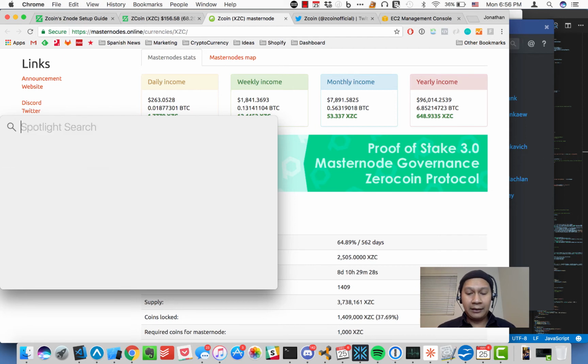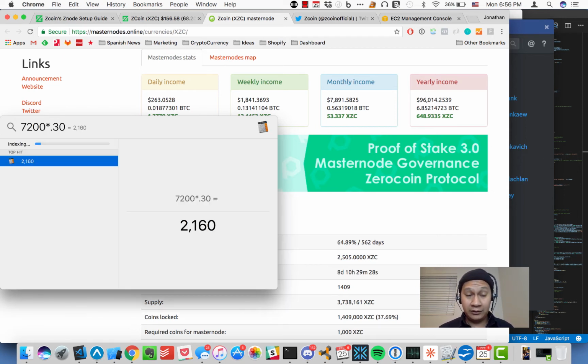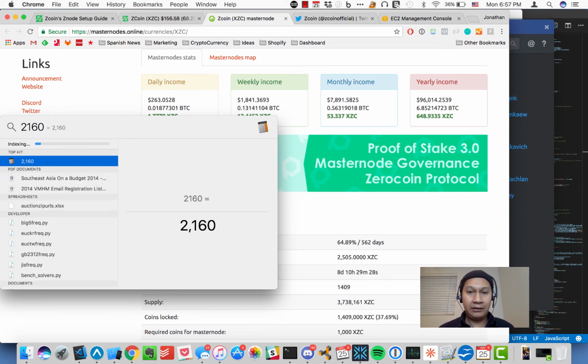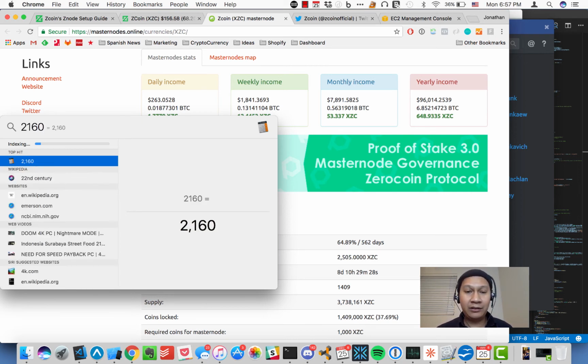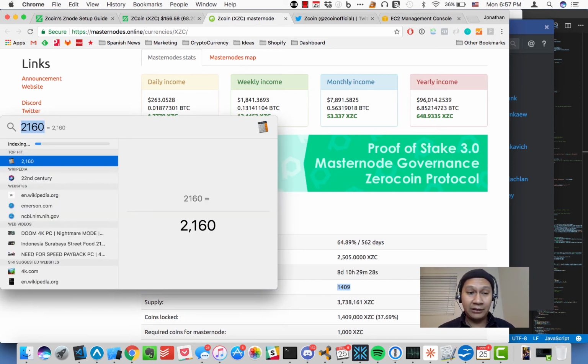Now, 30% of the total rewards, which is 2160, is rewarded to Znode operators. Okay, so 2160 per day is the amount that's been allocated for Znodes from the rewards. We can see here that we have a total of 1,409 Znodes operating at the moment.